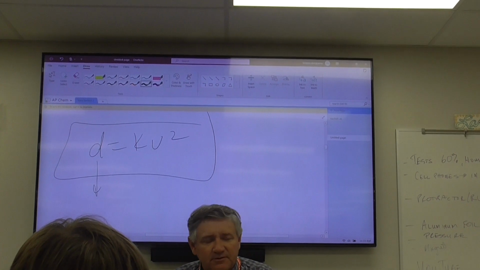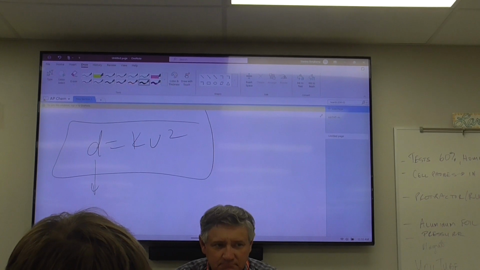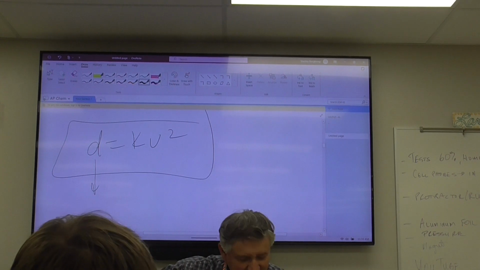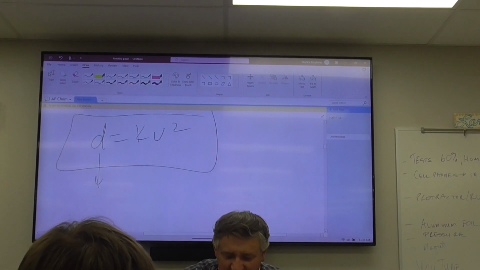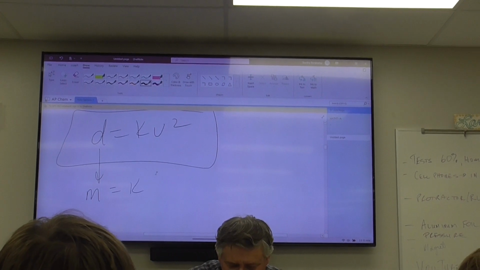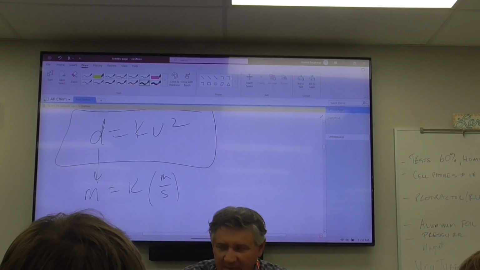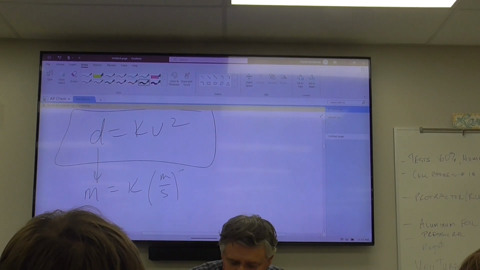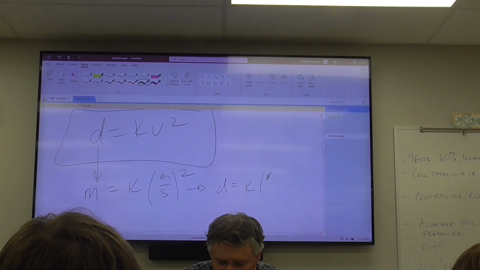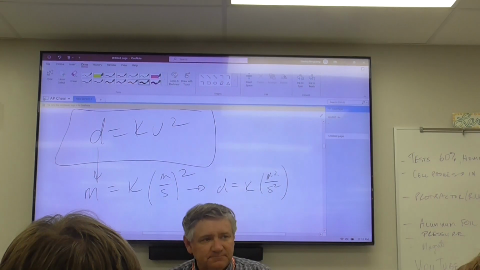What's the first thing you're going to do? First step. Rhymes with substitute units. Substitute units. Brilliant one, G. So this is going to be meters equals K. Then I'm going to have velocity in meters per second, but that's going to get squared. So then, if it were me, I'd rewrite this as D equals K, and then I'm going to have meters squared over second squared. Cool. It's the first thing you have to do.